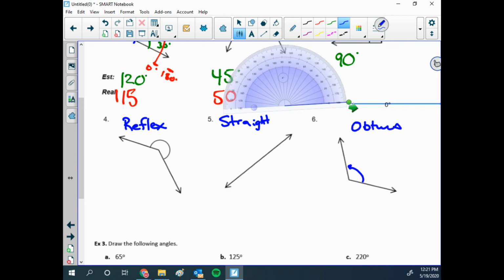So I want to go estimate all of those. So I'm going to estimate this one here. I would say, that's 180, the first part, and this is maybe 45.